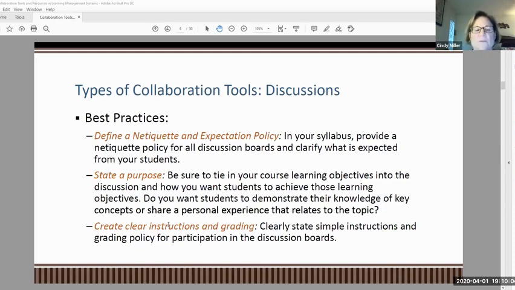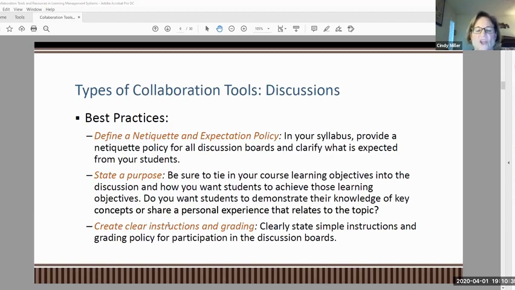But you need to provide some type of netiquette policy for all your discussion boards, so students know that you want them to be able to communicate safely, that their opinions will be respected, whether students agree with them or not, and clarify what's expected from your students. You want to make sure that you're not using a discussion tool just to be using a discussion tool. You want to use it so that it ties in your course learning objectives. So that may mean you don't have a discussion tool for every weekly lesson. You may just have it for certain lessons that you feel really need that further discussion.